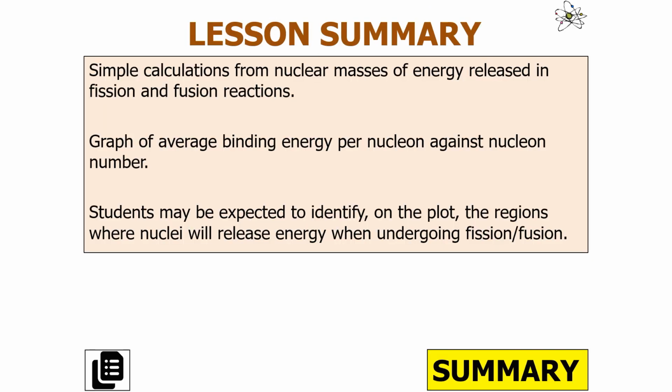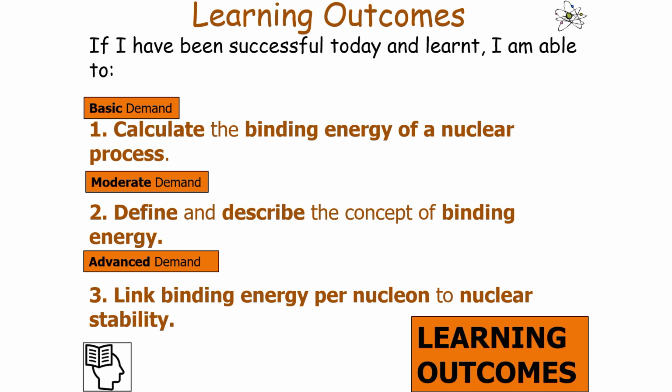So what can we summarise from today's lesson? Firstly, we can carry out simple calculations from nuclear masses of energy released in nuclear fission and nuclear fusion reactions. We can look at a graph of average binding energy per nucleon against nucleon number, and you should be expected to identify on the plot the regions where nuclei will release energy when undergoing fission and when undergoing fusion. So if we've been successful and learnt in today's lesson, we should be able to calculate the binding energy of a nuclear process.